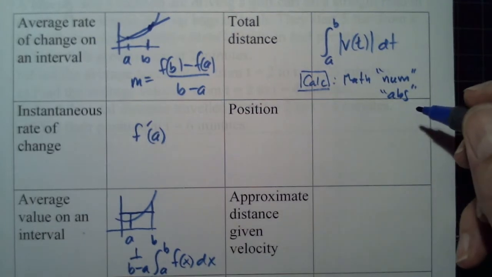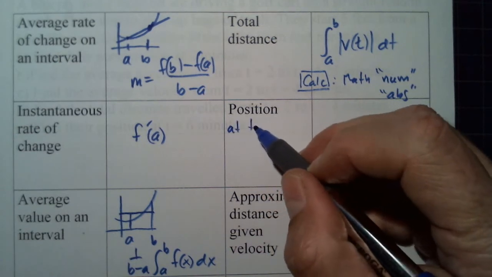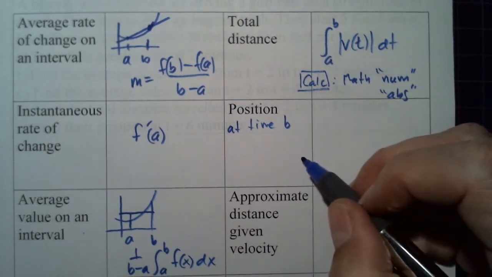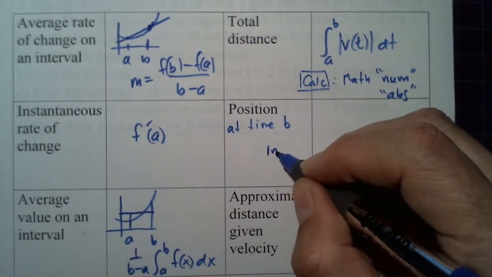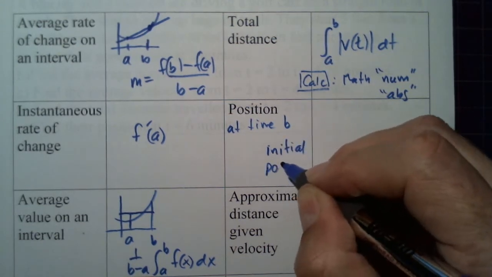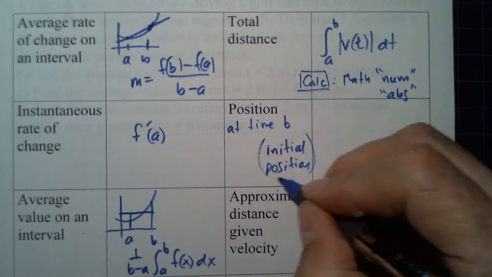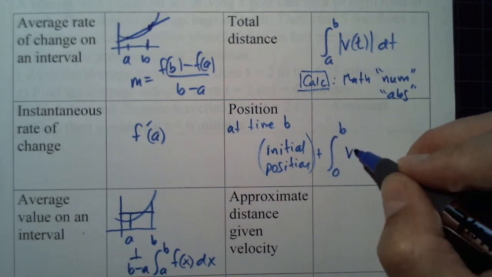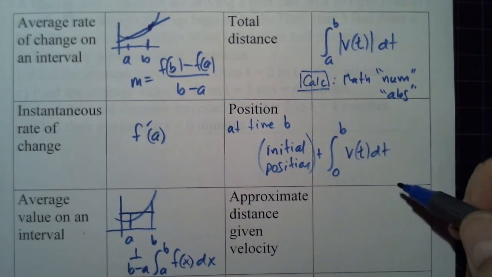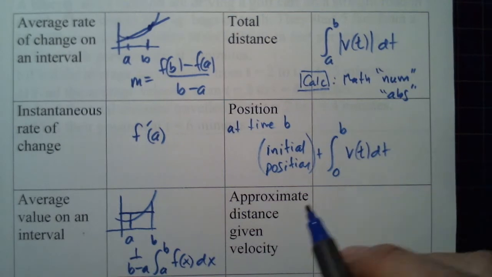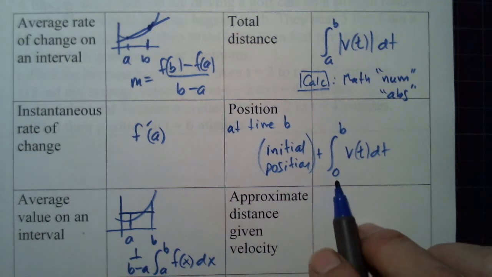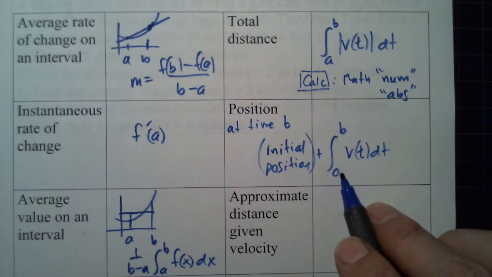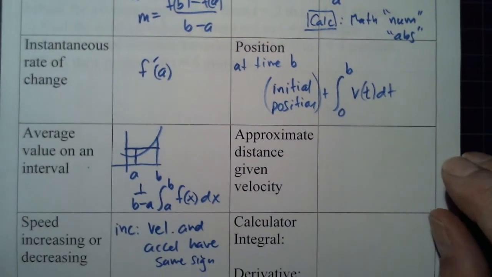Position, you have to look at position at time b, which is going to be initial position plus the integral from 0 to b of the velocity. So this would be initial position, that's the position at time 0, and then we start at that initial value and add whatever the distance traveled over that interval is, or displacement over the interval.